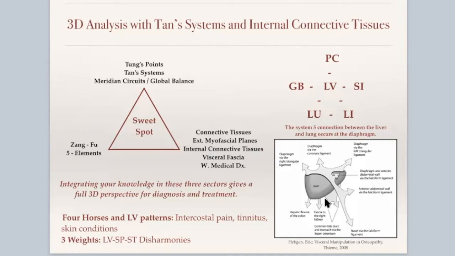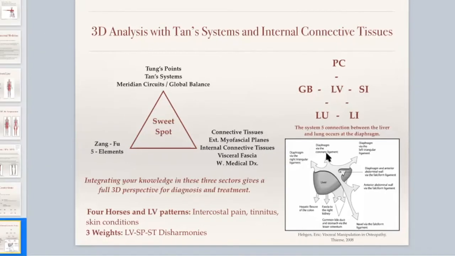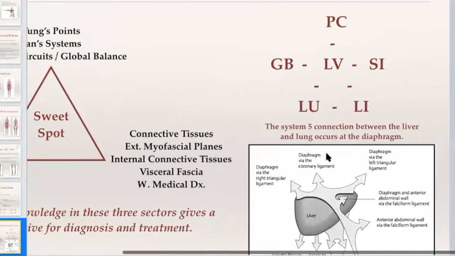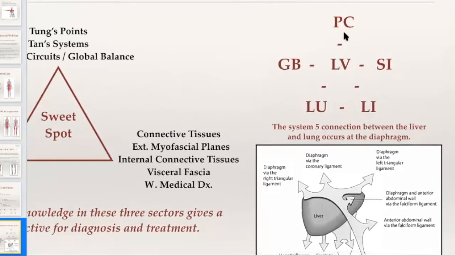So if we look at the liver, for example, here, let me show you some of this. So here we see the liver relationships with Tan systems, right? The liver pericardium connection here is the Jue Yin connection. That's the system 1 connection. And then the system 2 connection is the liver large intestine connection. So that's that Jue Yin Yang Ming relationship, the system 2 connection between the liver and large intestine.